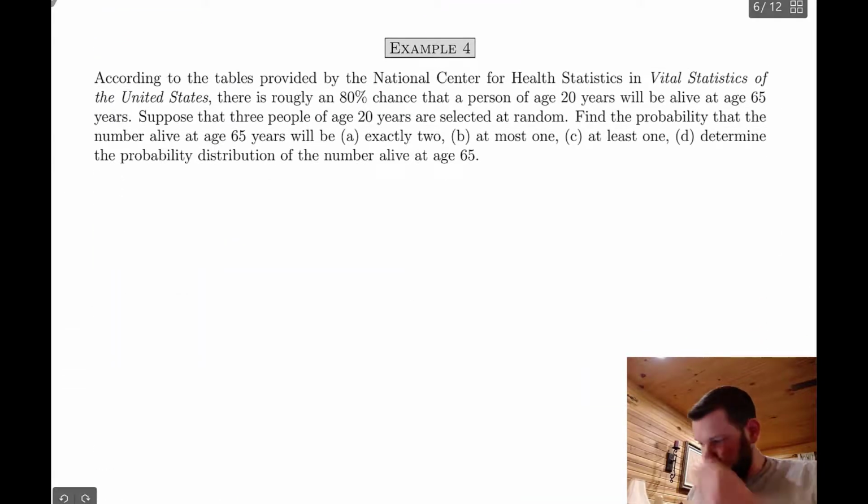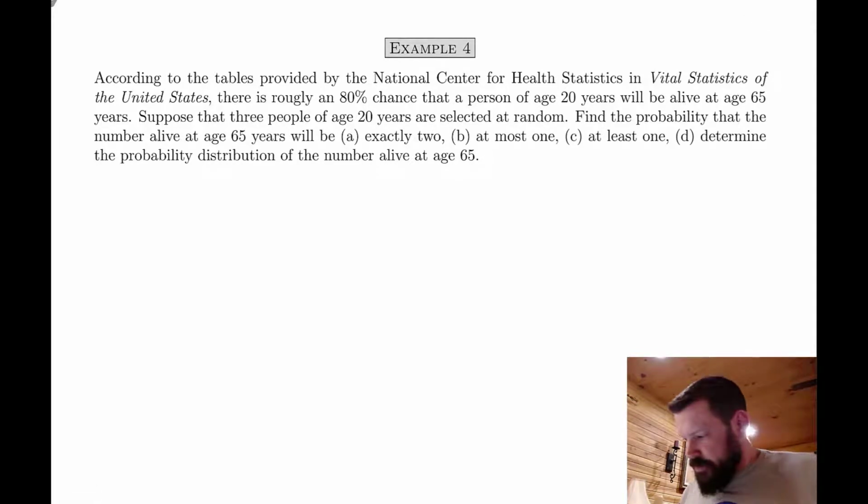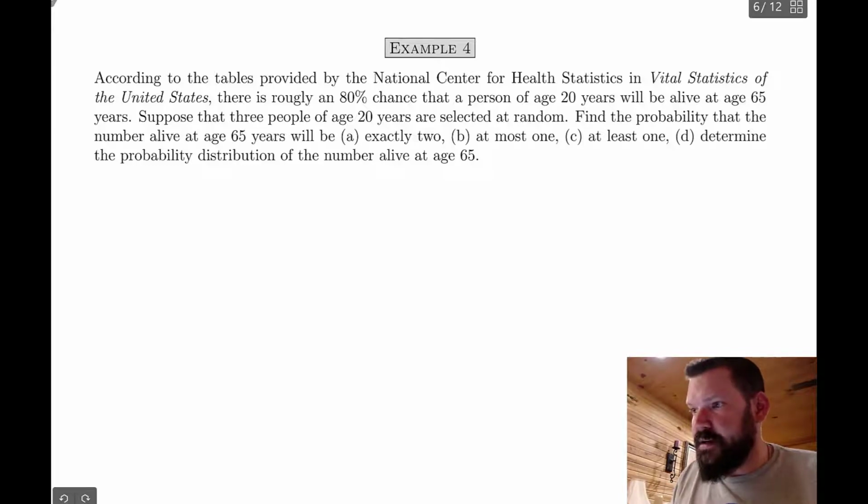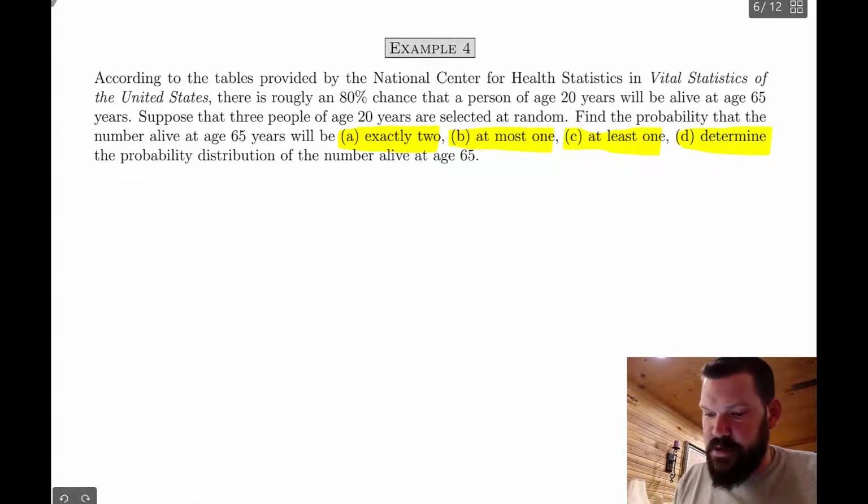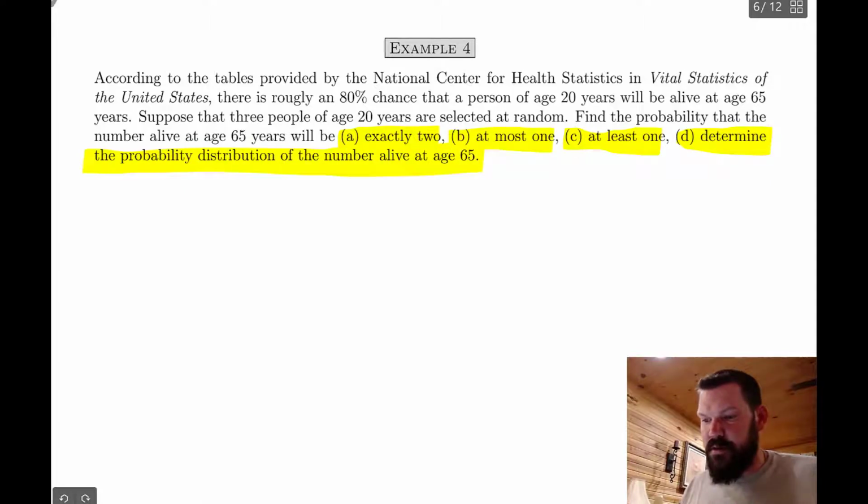So let's go to example 4 then, and that's where we apply this information. So the question is, using the same data, we're looking at the probability that exactly 2 people are alive, at most 1, at least 1, and then determine the probability distribution of the number of people alive at age 65.